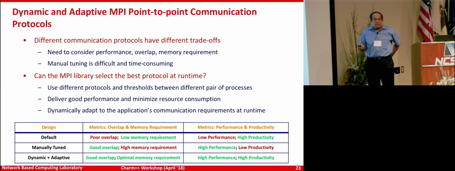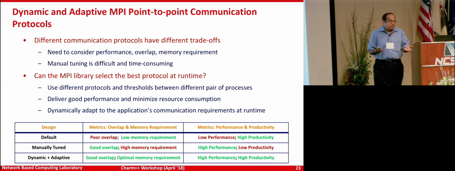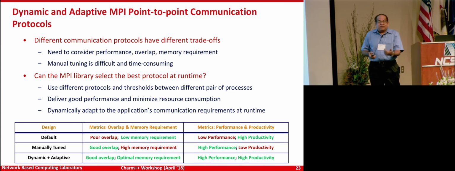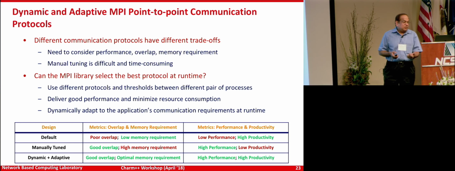But then the question is, this is a new direction we are heading. All these examples I showed, yes, you can play around and get some tuning, but the different communication protocols have different trade-offs. We saw performance, overlap, even memory requirements. Manual tuning you can still do, but if it is a very complex code, you may benefit here, you may lose out there. So then in the end you need to say, okay, what do I do? The challenge is, can the MPI library select the best protocol at runtime? Can it actually understand what is going on? Can it dynamically adapt? That is the challenge we are trying to address.